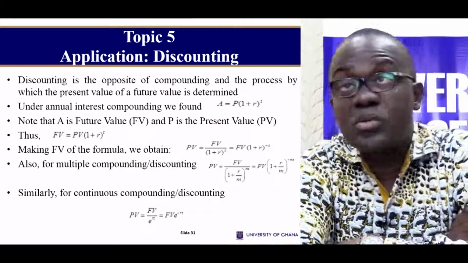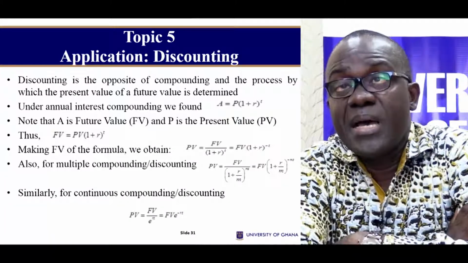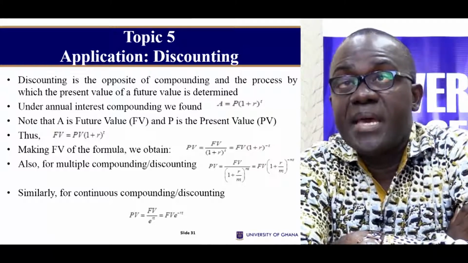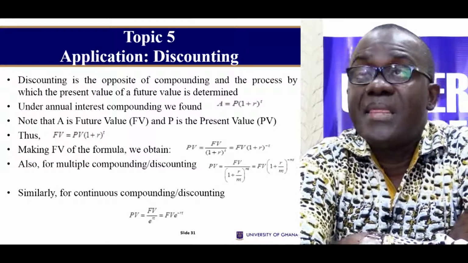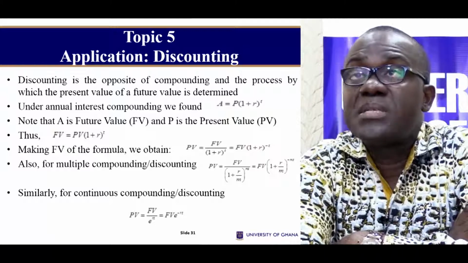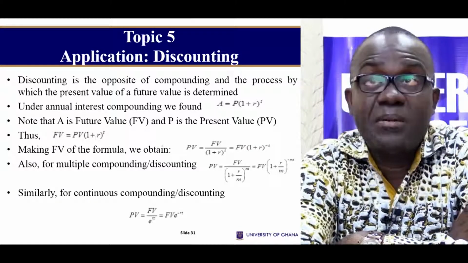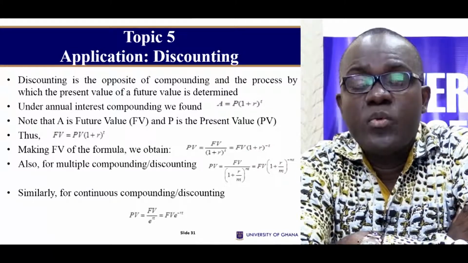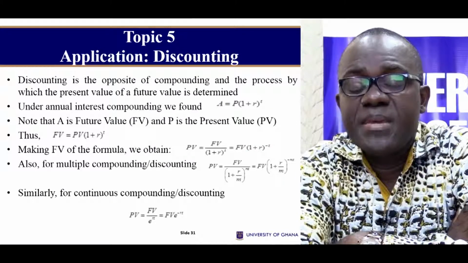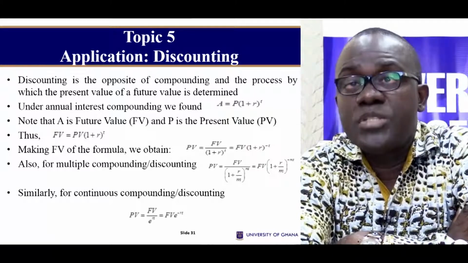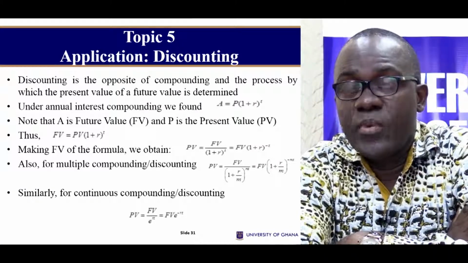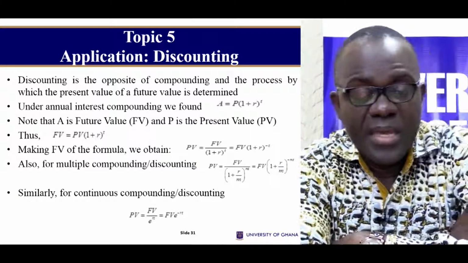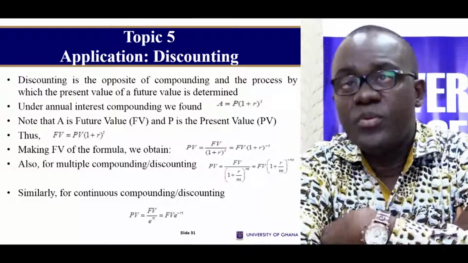Another application, so now we've come to the end of our discussion of applying exponential functions and logarithm functions in interest compounding. The other one that I would like us to discuss is when we are discounting. Discounting simply means that we are finding the present value of a future value. We are finding the present value, the value today of something that will occur in future.